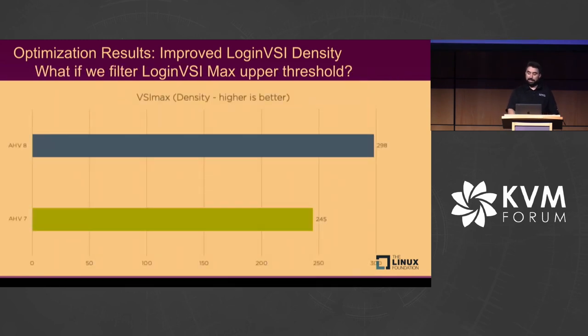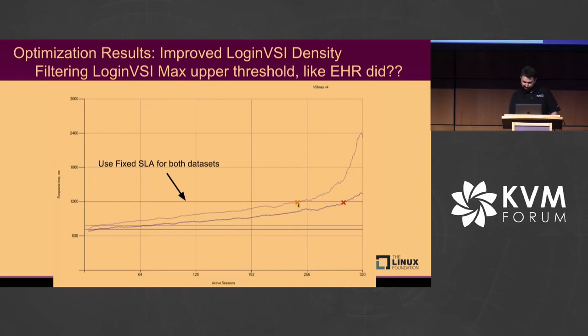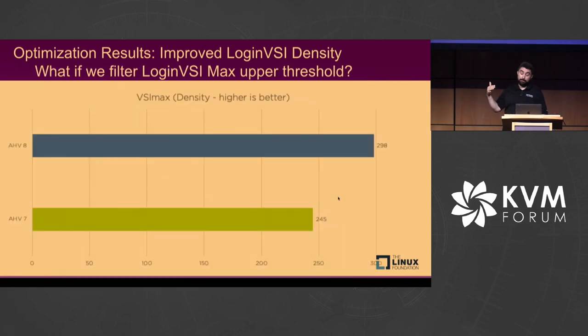So if we look at that, we can see the benchmark there. If you look at the x-axis, which is active sessions per host, this one's below 256. This one's far above 256. And the actual numbers there, if you're doing a fixed rate threshold, is 298 sessions, almost 300 sessions, with the optimized kernel, and 245 sessions for the unoptimized kernel, which is a 22% increase at a fixed response time, which is pretty good.